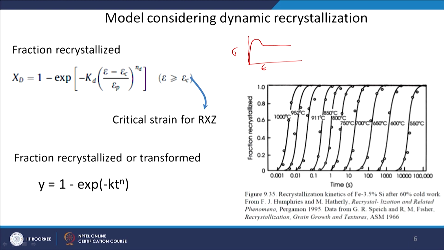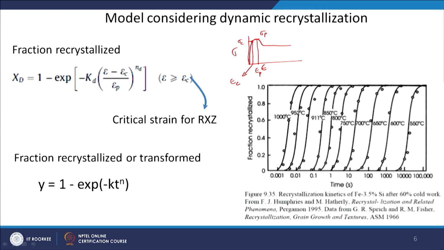So, this is your peak stress sigma p. Obviously, the strain corresponding to that will be epsilon p, and the recrystallization will start at some point here, which we called epsilon c, the critical strain to initiate recrystallization, and obviously the stress associated with that is sigma c. So, basically the idea is that the strain should be more than the critical strain, then only the recrystallization will happen, and then only you will be able to calculate the fraction recrystallized. Some parameters are there, k d and n d, which depend on the deformation condition.